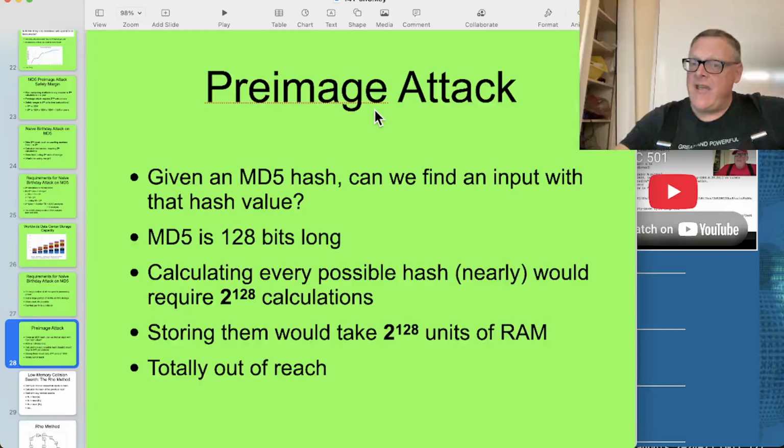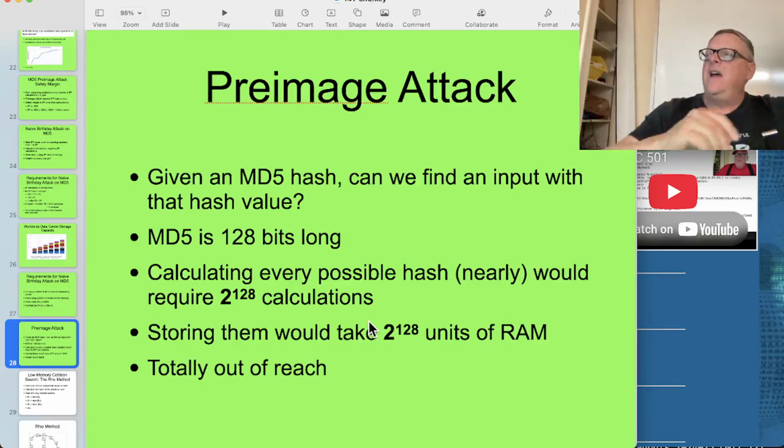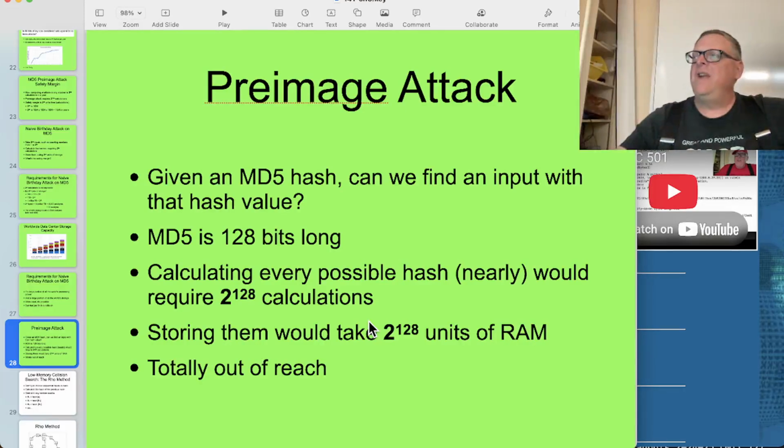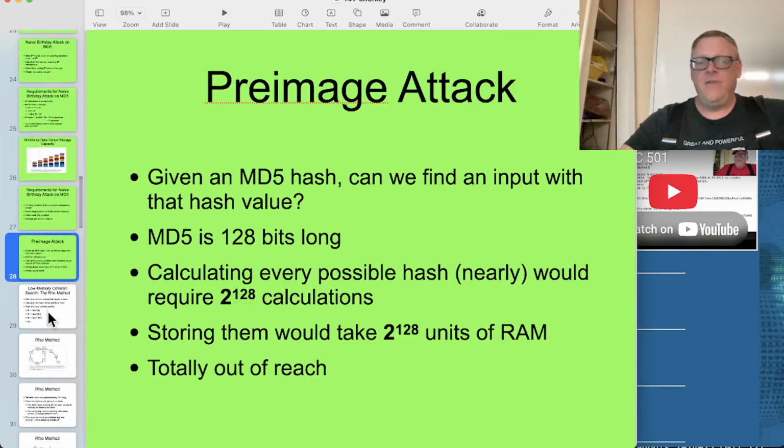Now, the pre-image attack is the same thing we said before. If you have a message and a hash value, and you're trying to find an input that fits that particular hash value, that's a second pre-image, or if you're trying to do a first pre-image, that's totally out of reach. Even all the computers in the world running for all the time you could possibly use would never get there. So that's the thing to know, even for MD5.